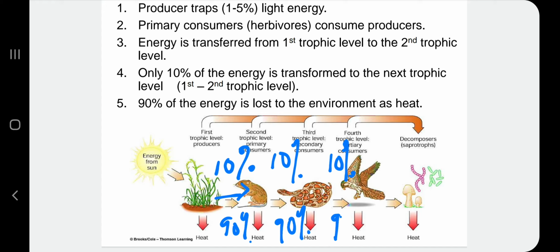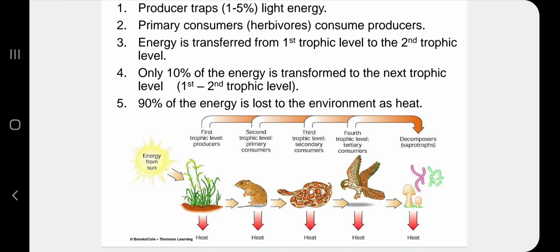So the red arrow refers to energy loss. Okay, but the orange arrow refers to energy flow or energy transfer. Okay, just ignore the decomposer, because we don't count the decomposer in the trophic levels. Okay, moving on. So only 10% of energy is transferred to the next trophic level, while 90% of the energy is lost to the environment as heat.